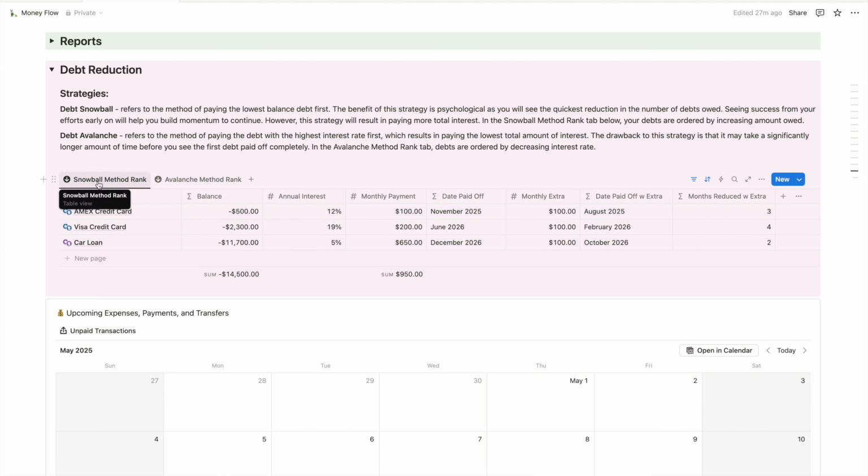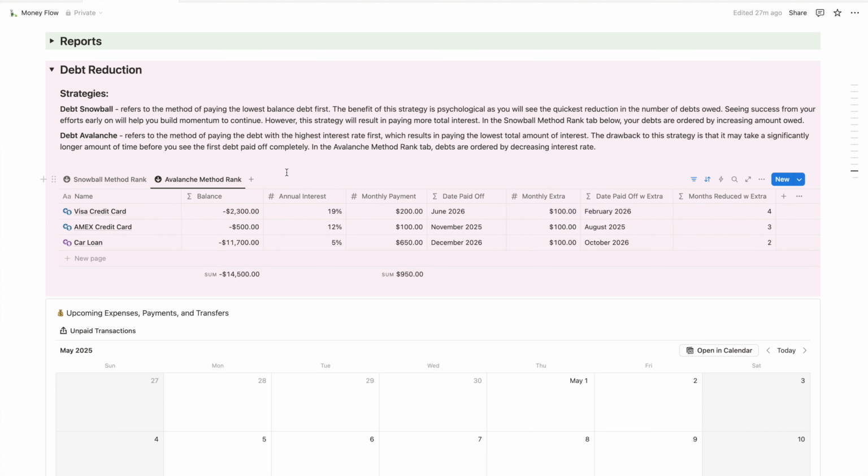The first tab is for the snowball method, which is the strategy of paying the lowest balance first. With this approach, you'll probably see results quicker in that you'll get your first debt paid off sooner, but you may end up paying more in interest. So the order of the debts in this table tells you which one to focus making extra payments on if you have additional money to put towards debt.